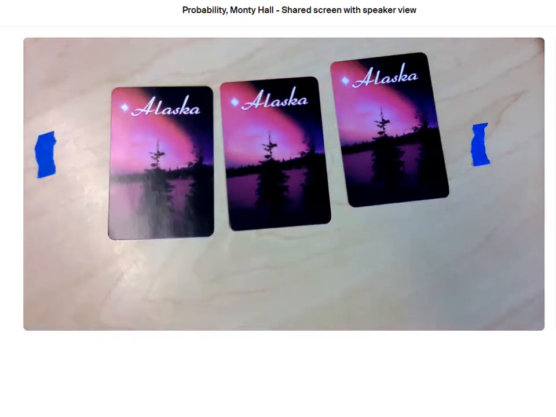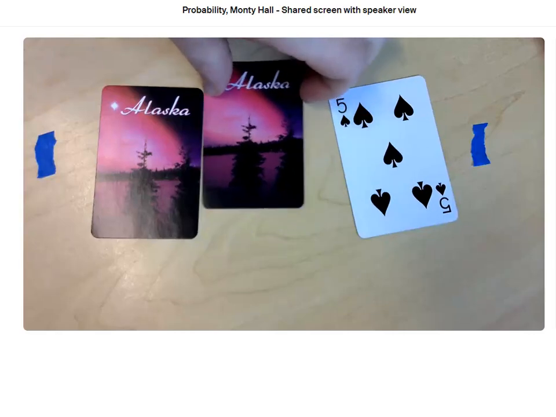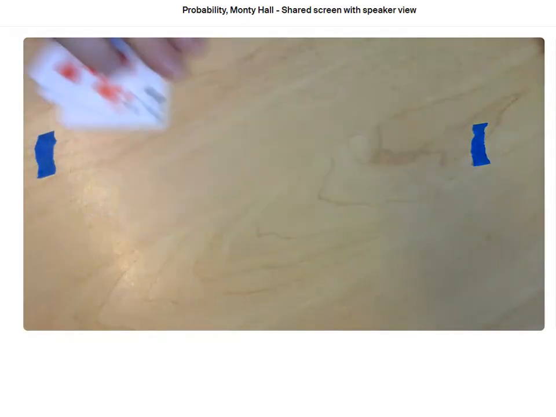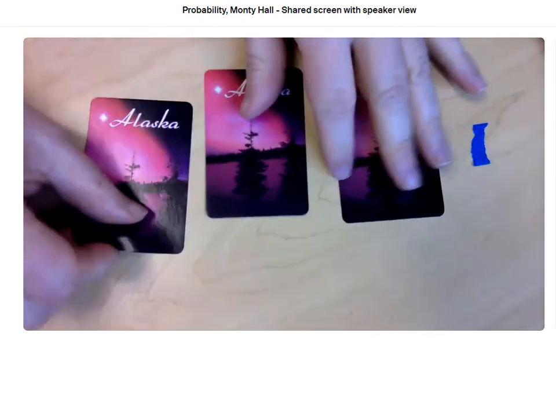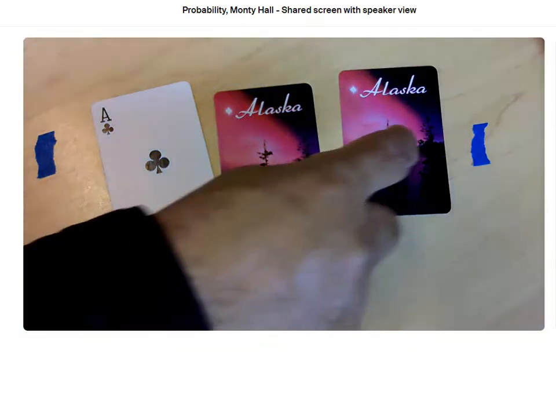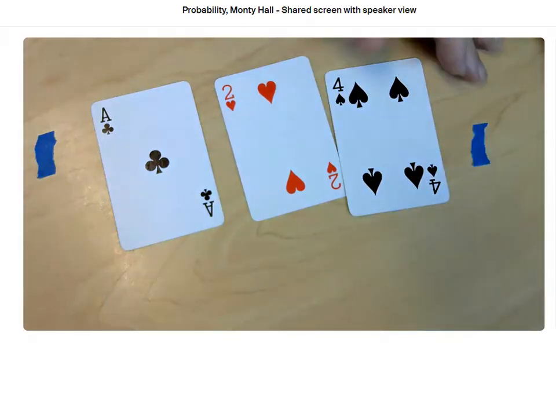Go ahead. That one. All right. I'm going to turn over a goat. You switch. And it turns out that you lost. So how much do we have now? 2 wins and 2 losses, I believe. All right. There we go. Yep, switch. And you win. And here's the other goat, by the way. Right. 3 wins, 2 losses so far.